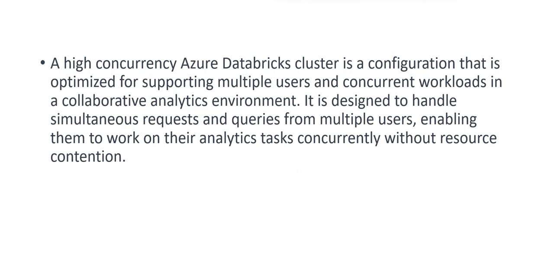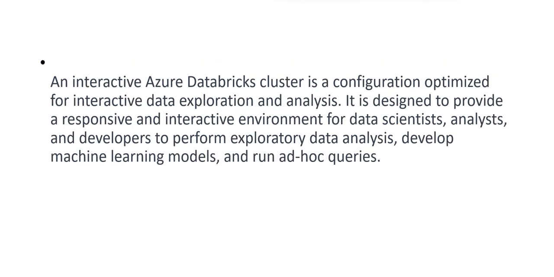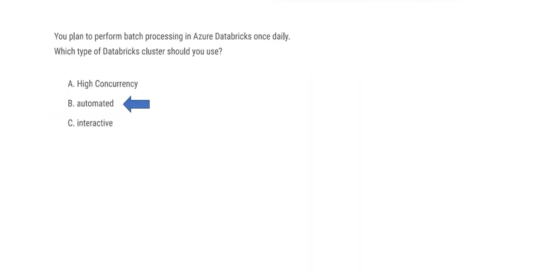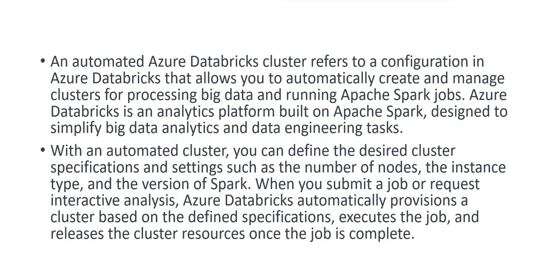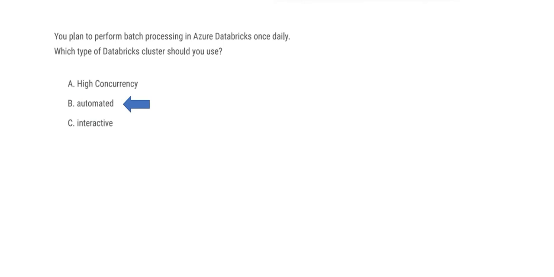We have some documentation here. High concurrency clusters, you can pause this and read it, but it is for multiple user usage. Interactive is configuration optimized for data exploration and analysis. So automated is our answer. On an automated cluster, you can have a number of nodes, set up the instance type, and the version of Spark that you want to use. You can run Apache Spark jobs. This will be created automatically, and this is a managed cluster for processing big data. Listen, big data, big data. Whenever we are talking about batch processing, we are talking about lots of data.